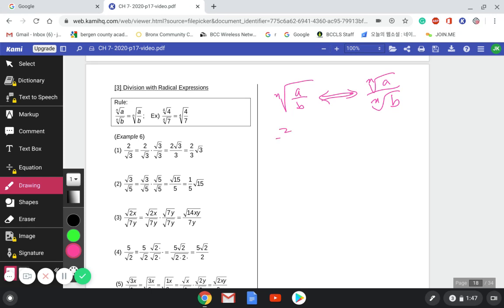So if you have 2 over radical 3, then you cannot have a radical 3 in the denominator, so you multiply radical 3 and radical 3 top and bottom. You end up with 2 radical 3 over 3. So whenever you have a 2 radical 3, you end up with a 3.